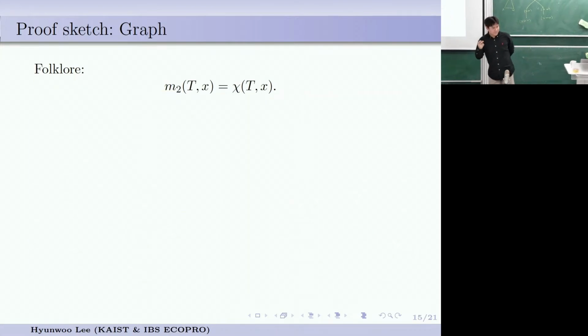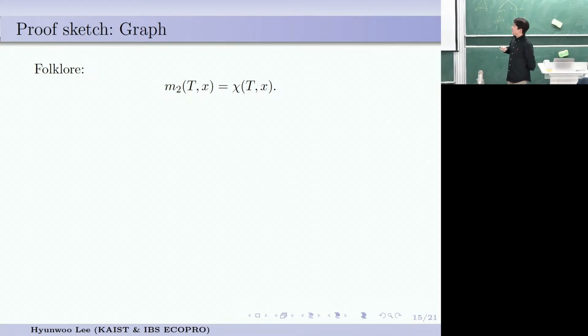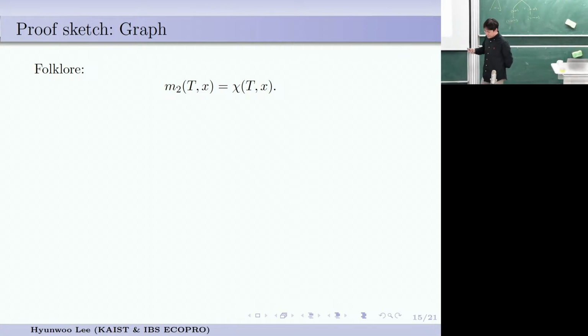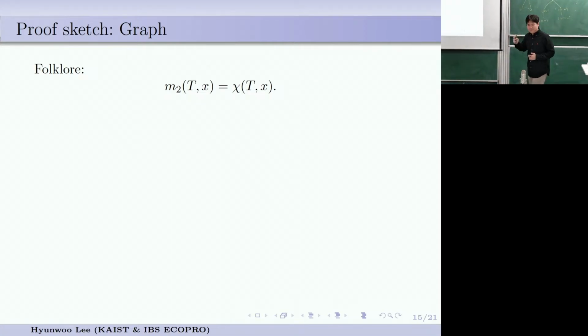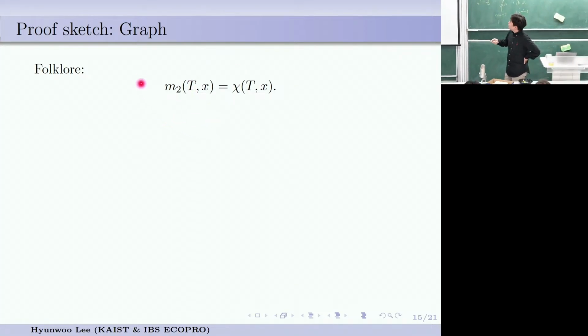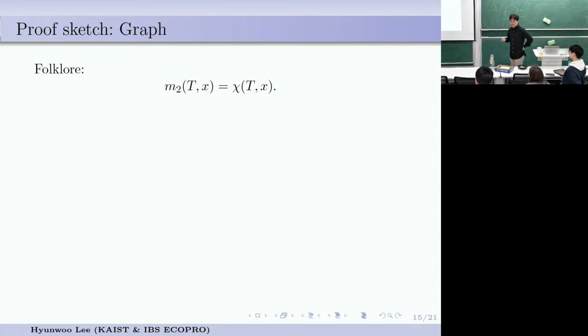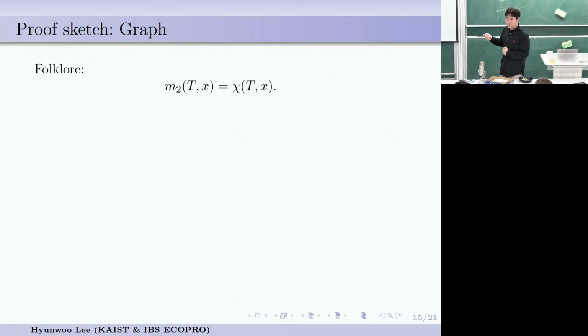Now we will collect some folklore results in algebraic graph theory. I am also not familiar with algebraic graph theory, but they say that these theorems are folklore. So let T be a tree. Then the matching polynomial of the tree is exactly the same as its characteristic polynomial. The characteristic polynomial is the characteristic polynomial of the incidence matrix of the graph. Okay.